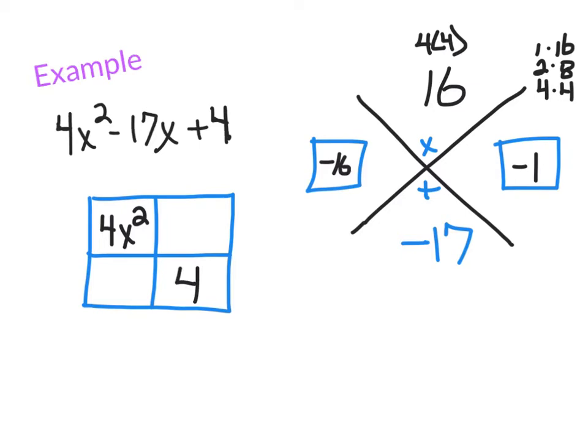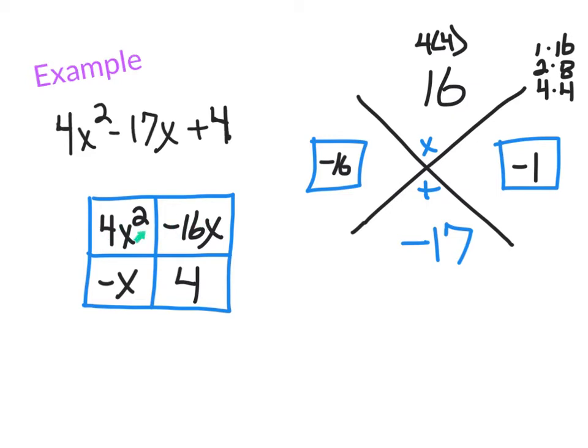Then we take our factors that we came up with, negative 16 and negative 1, and we fill those in the rest of the box using the x. So I'm going to put negative 16x here and negative 1x here. Now, I want you to notice that the two x's are both negative. I'll explain why I point that out in a second, but here we go.